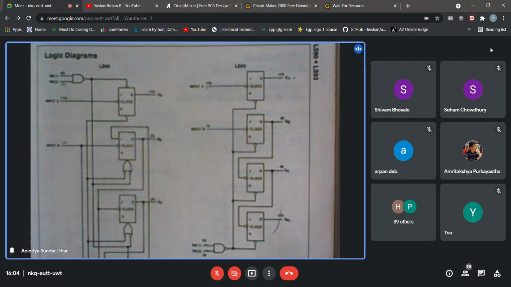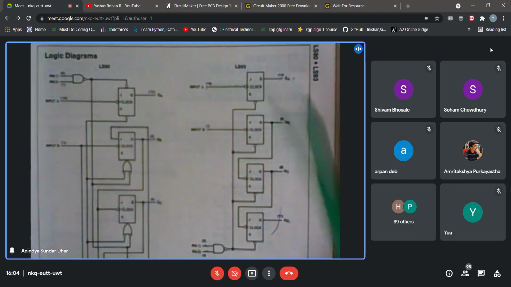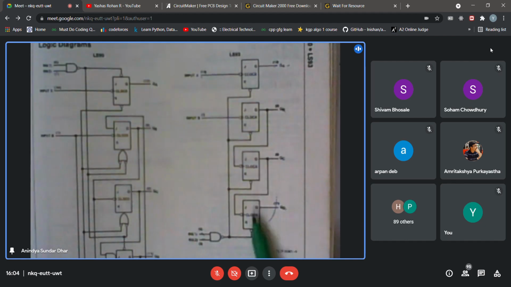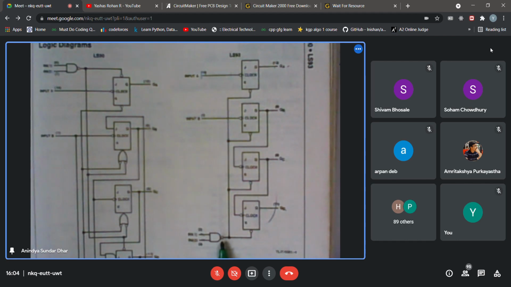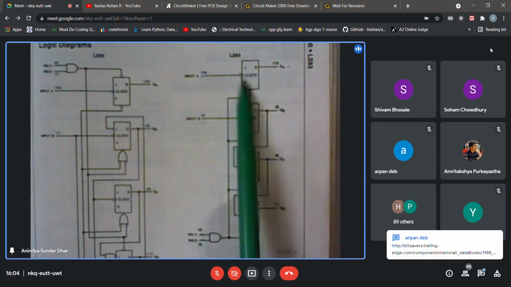So this is the 7493, probably you can read it also. There are 3 flip-flops in a row whose outputs are connected to the clock of the next one. And the reset line is shown with a NAND gate. It's not an AND gate, it is a NAND with an active low reset pin, and this is the lone flip-flop.